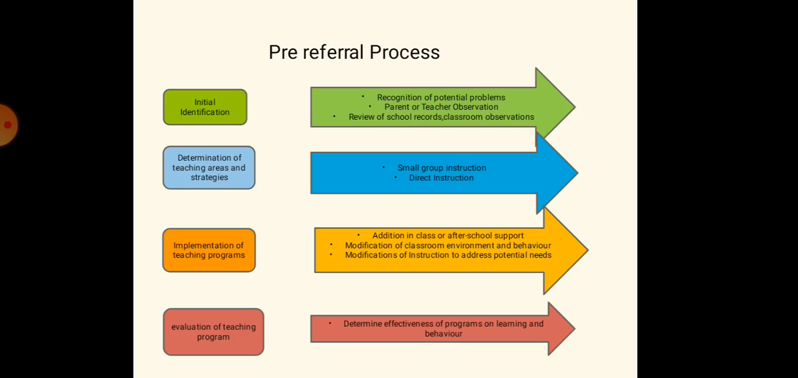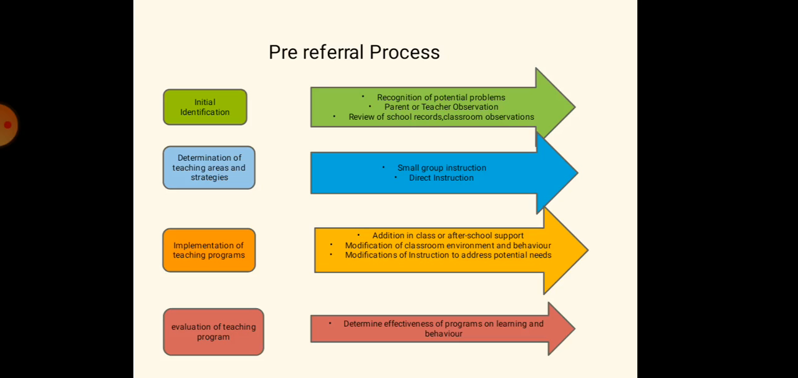Along with the interventions, the pre-referral team may identify appropriate accommodations to address the specific needs of the student in the general education classroom. Such accommodations might entail recommendations for the classroom environment, classroom management system, instructional procedures, and task demands. So, that is the second stage of the pre-referral process. The third stage, we have the implementation of teaching programs.